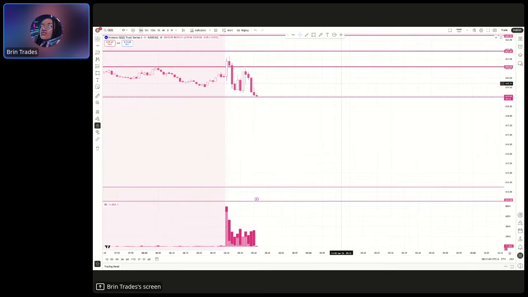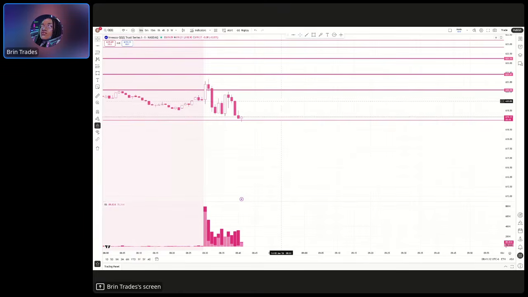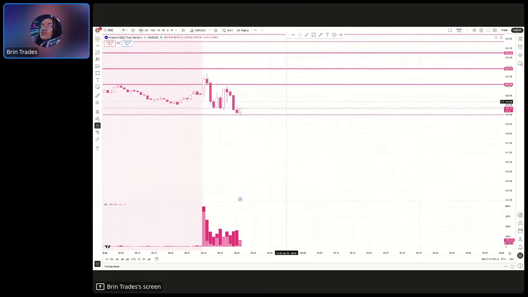Mind you, we're following the trend of the market. We're not just going to get in because it's a gap. I used to do gap fills and gap strategies and stuff, but I realized I couldn't rely on that. I just have to trade with the trend.